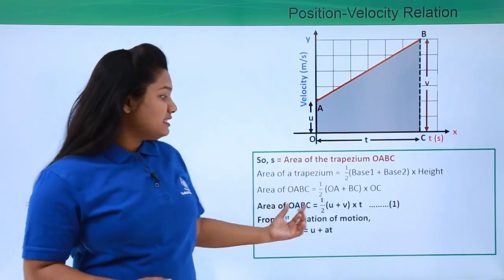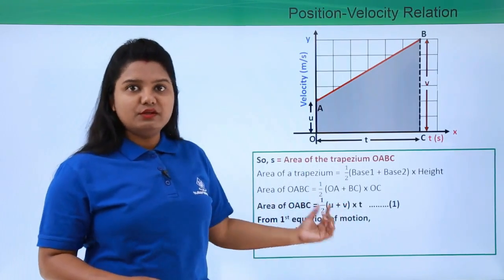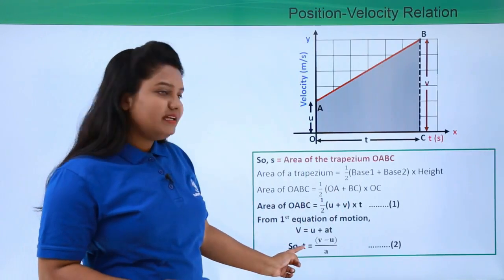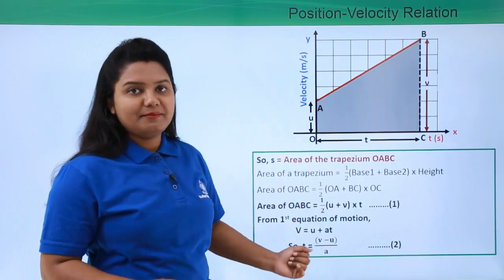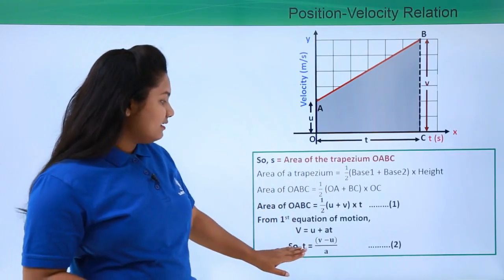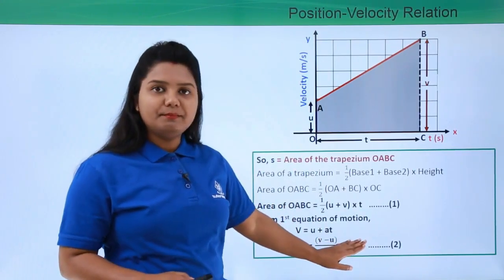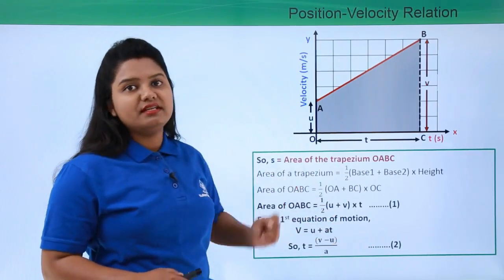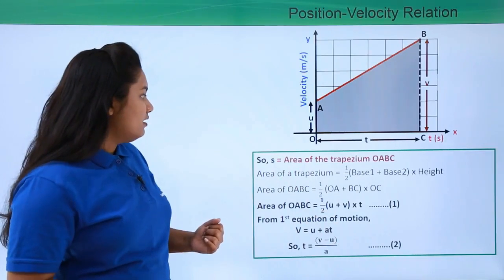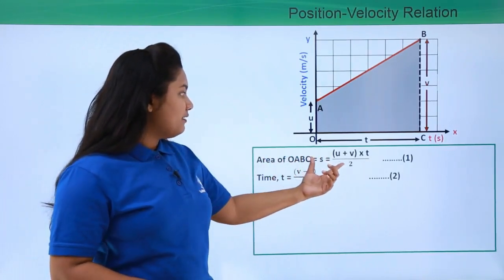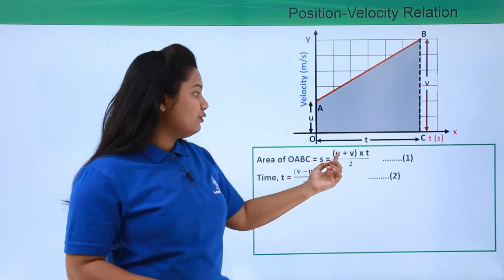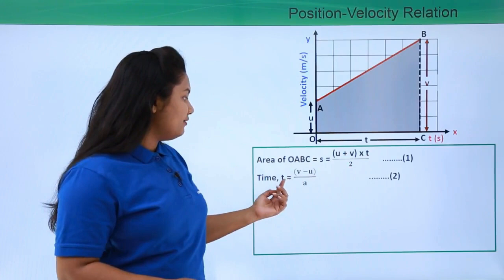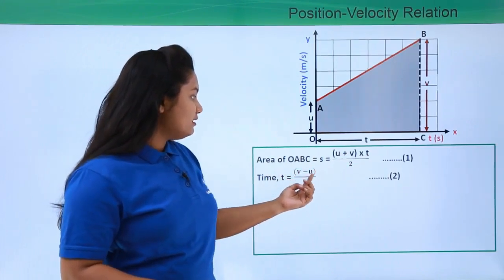Now from the first equation of motion, we have v equals u plus at, from where we can find the value of t as (v minus u) by a. Now let us take this expression as equation number 2. We will be using these two equations to arrive at our third equation of motion. So the first equation that we have is s equals (u plus v) into t divided by 2, and the second equation that we have is t equals (v minus u) divided by a.